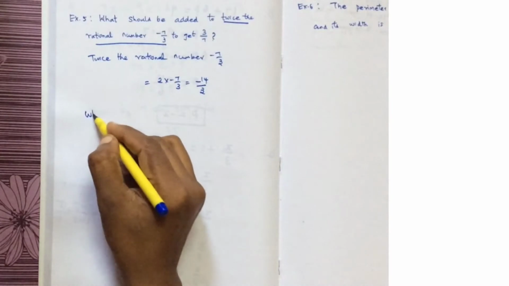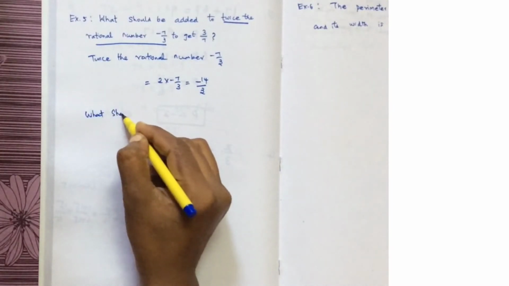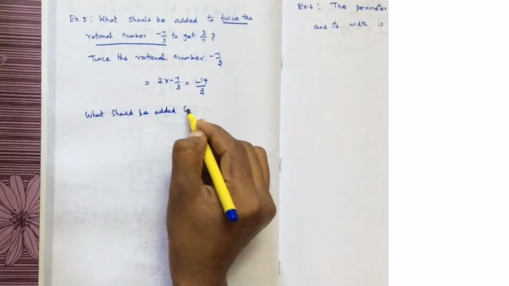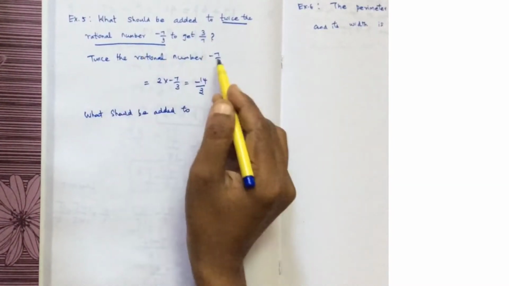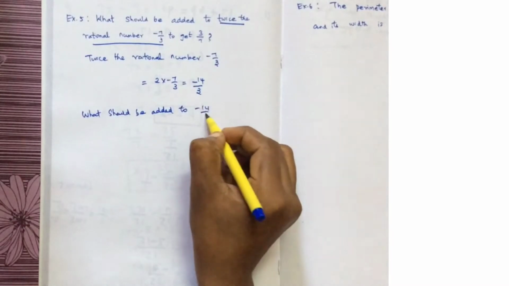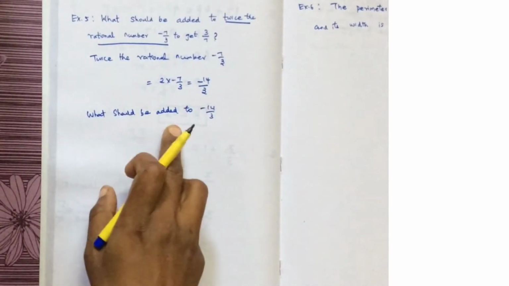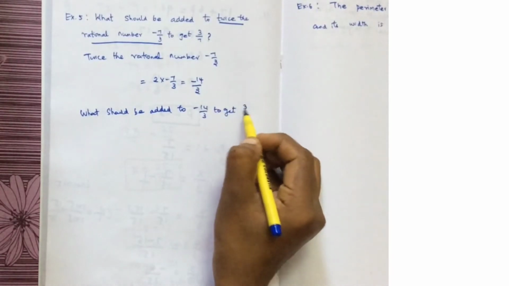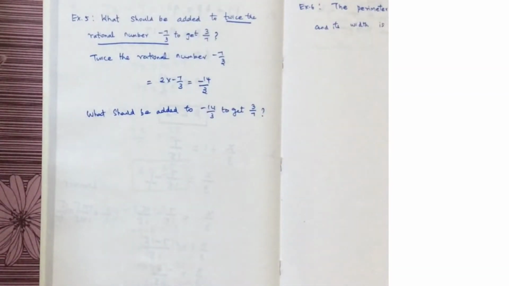Now what is the question? What should be added to twice the rational number minus 7 by 3, which is minus 14 by 3? Now what should be added to minus 14 by 3 to get 3 by 7? Now this is the question.